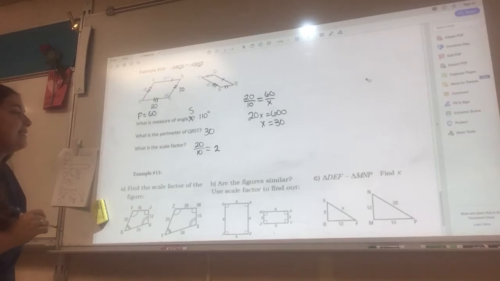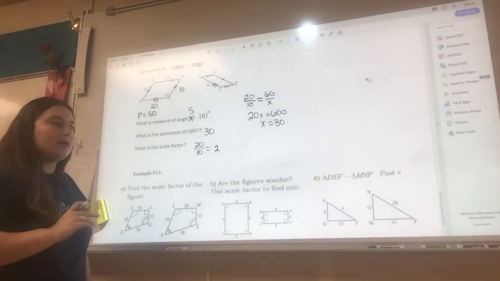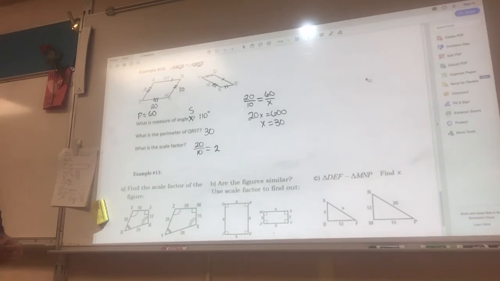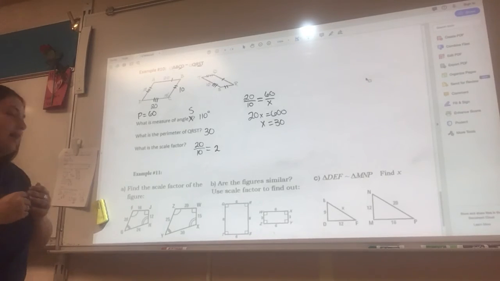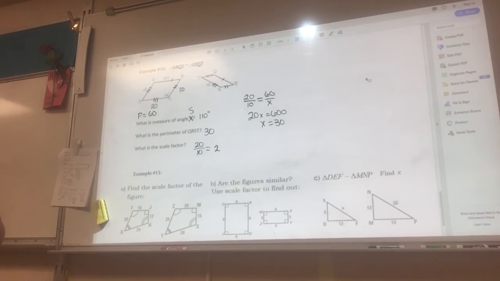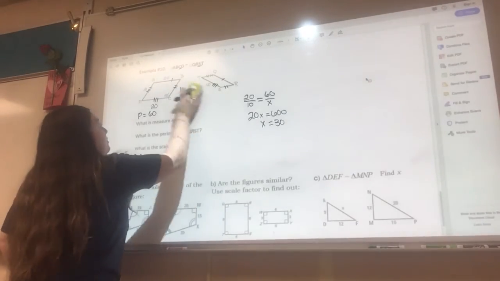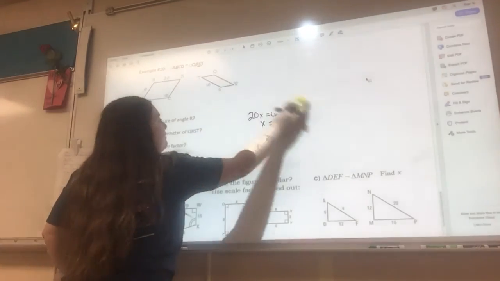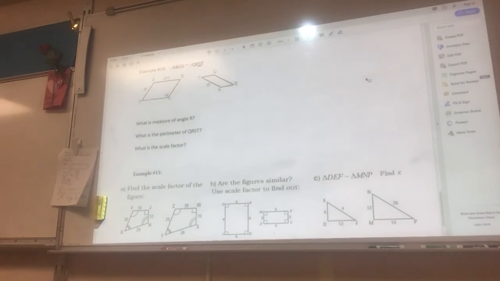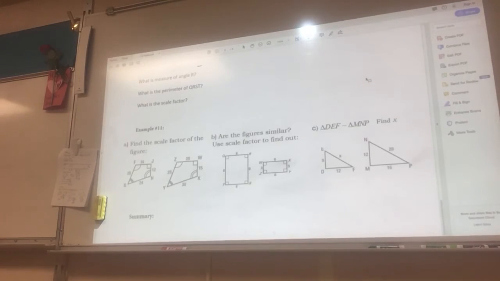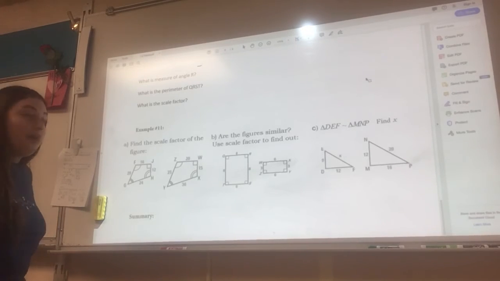All right, well, example 11 has 3 parts, and if you would like to take a moment, see if you can figure out what they're asking, go ahead, pause the video, and then continue. If not, please follow along. These are the last few examples that we have to do for this week. So example 11. We are going to find the scale factor.